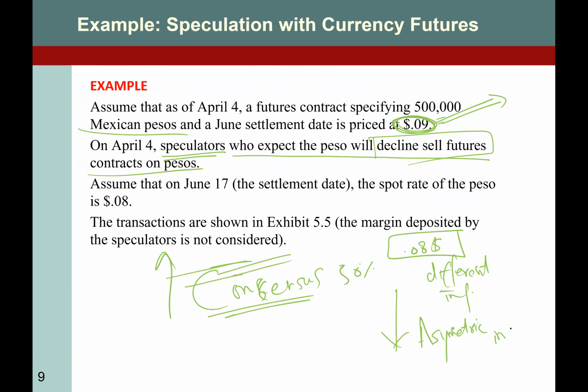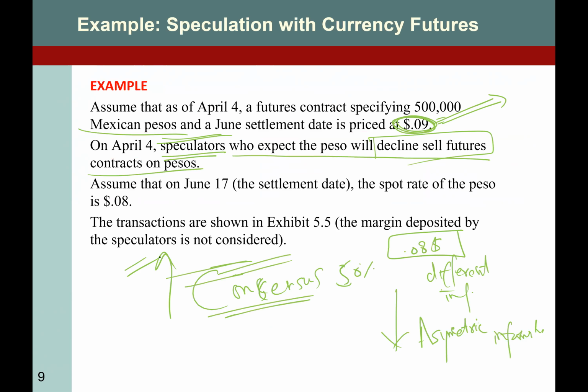Asymmetric information, which means different information. So that's why half of the analysts or speculators or currency agents have a different view, and the other 50% have a different view. So the market is not in agreement. There are different terminologies you can use, or you can say the market is not efficient.